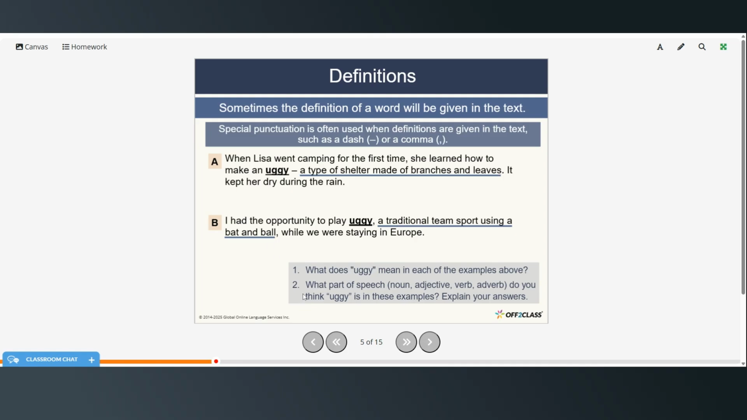And in both of these situations, the word ugly is a noun. And you can tell that here by the use of an, the article, and ugly, and then to play ugly. So here it's a noun. It's the direct object of the infinitive to play.